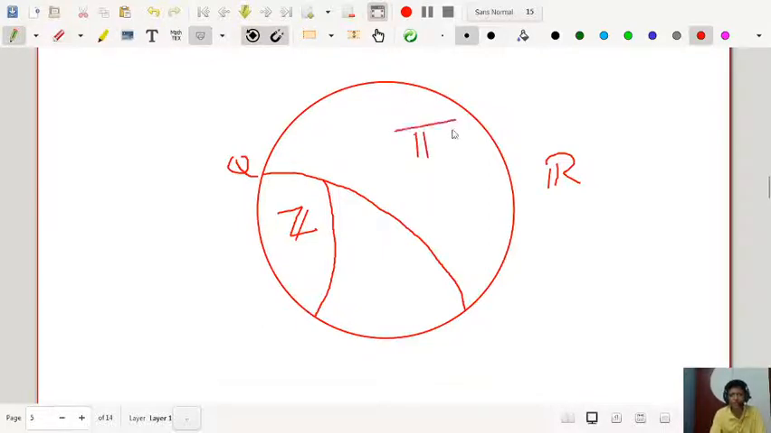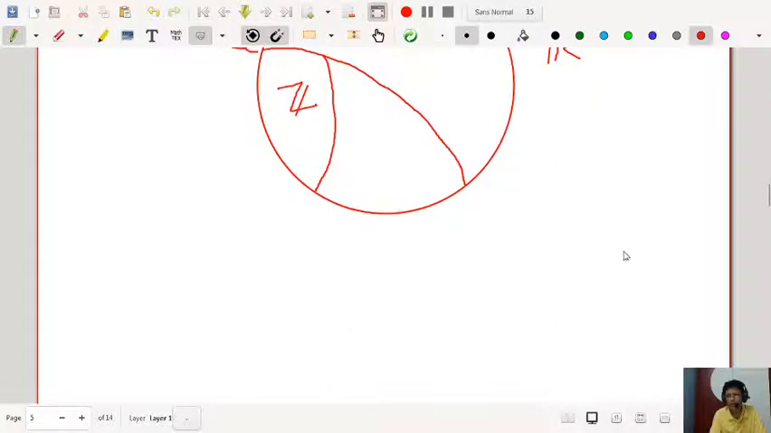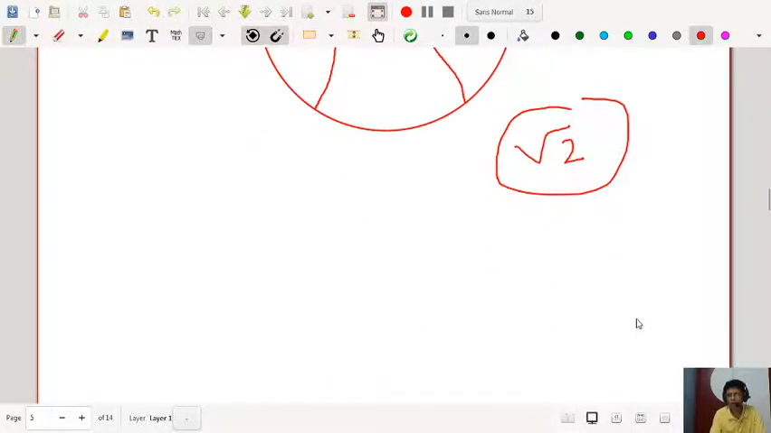Irrational means root 2, root 3, root 5. Root 2 is an irrational number. You know that? The numbers with decimals that continue, non-terminating. Oh, okay.